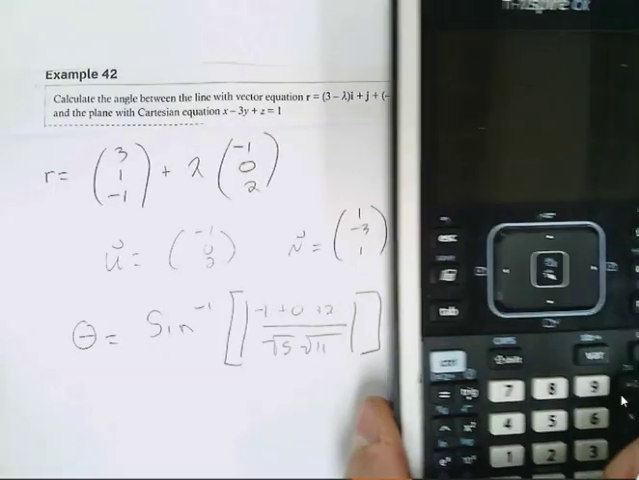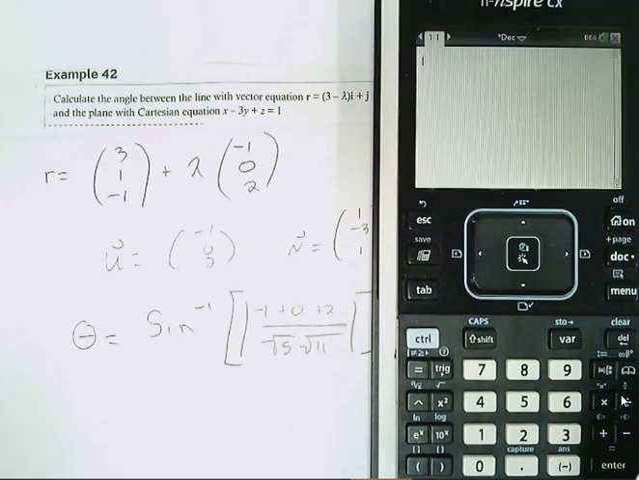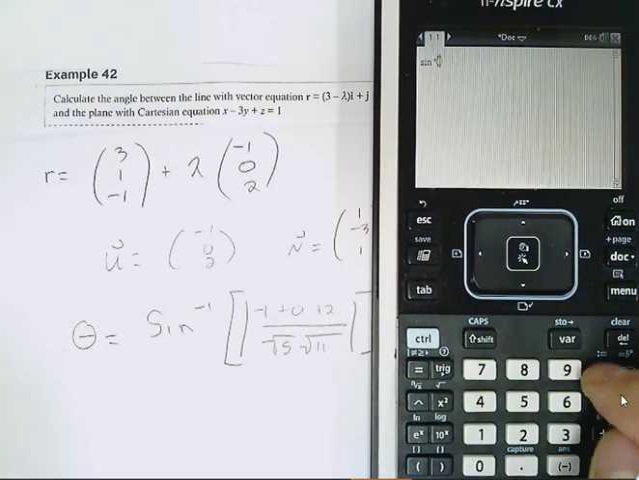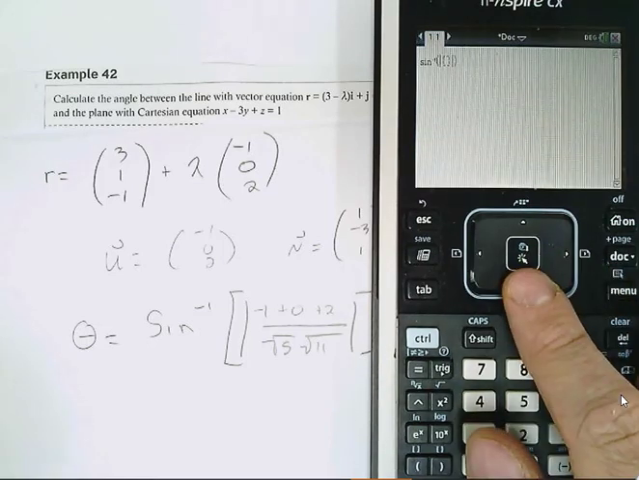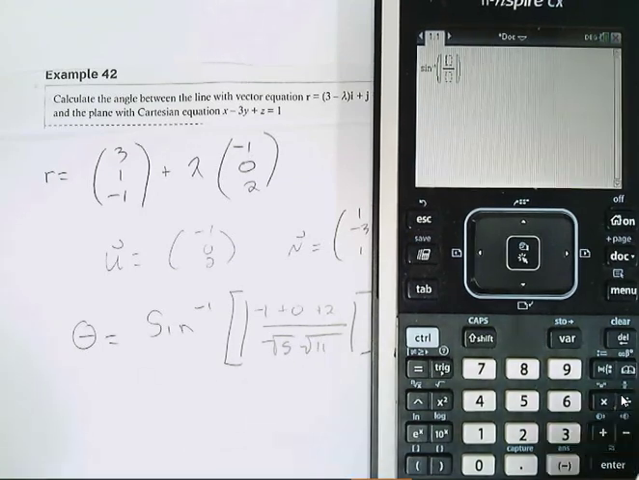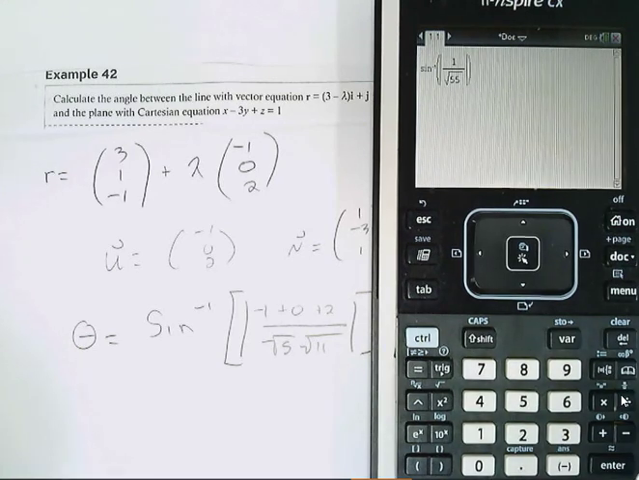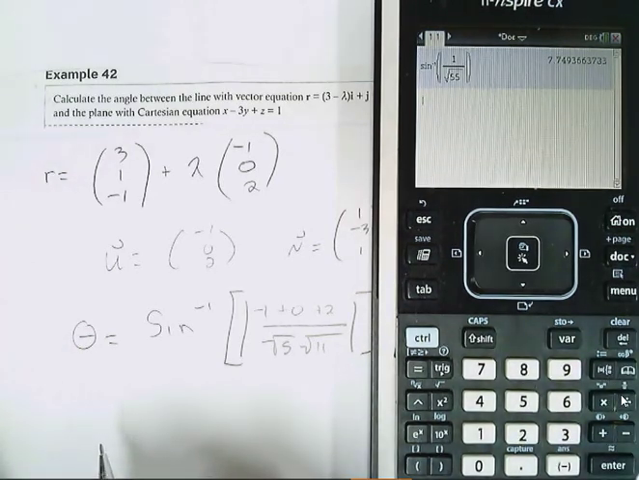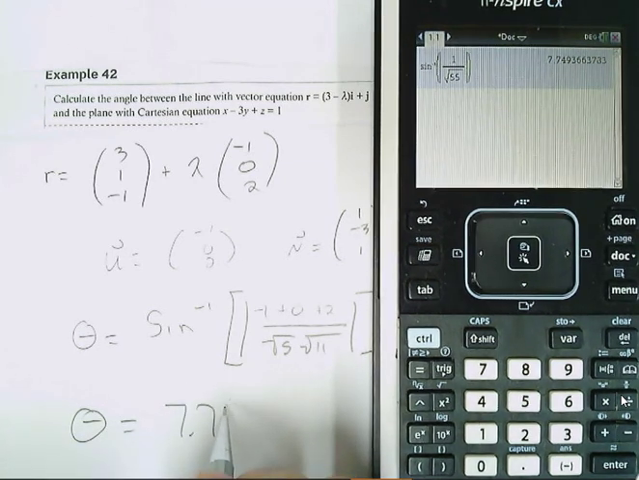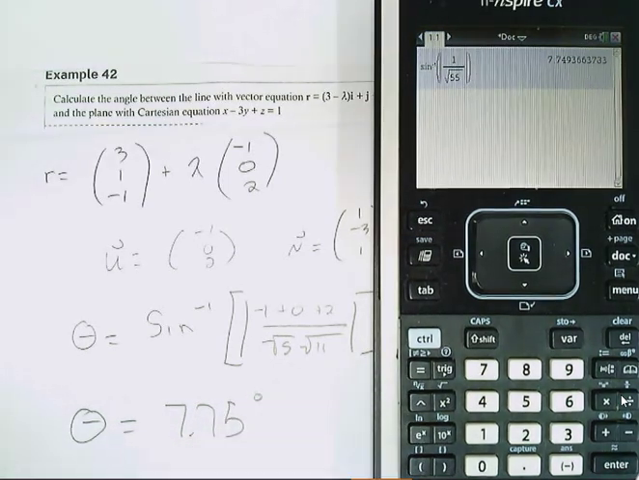Good. And then I can use the calculator to calculate this. I take the sine inverse of the absolute value of the top, which is just 1, over root 55. And there you go, that gives me theta approximately equal to 7.75 degrees. And there you go. Thanks, guys.